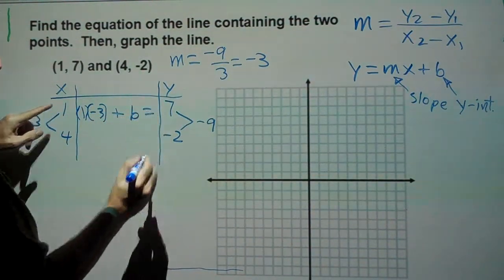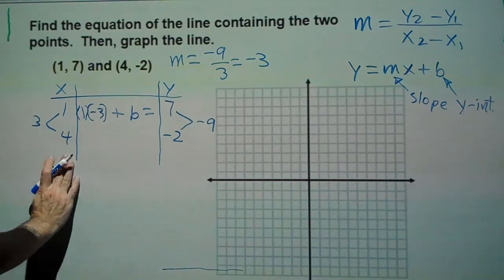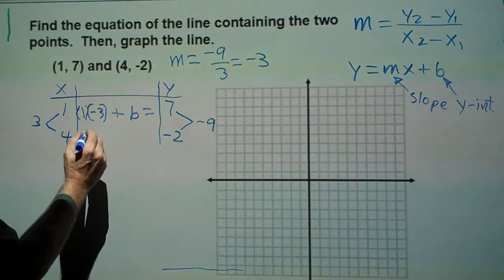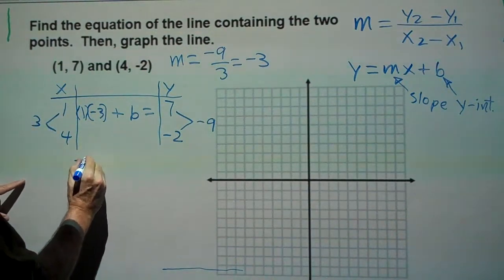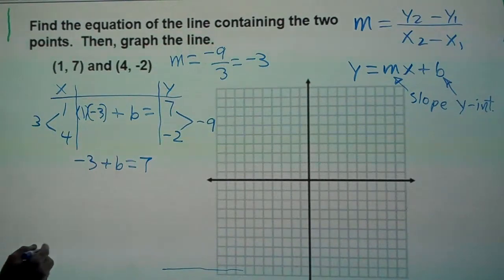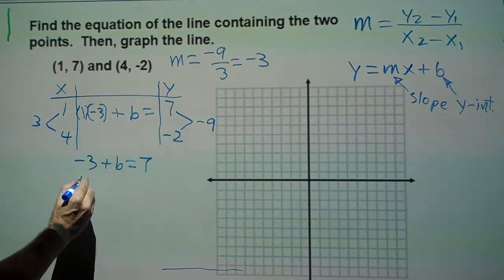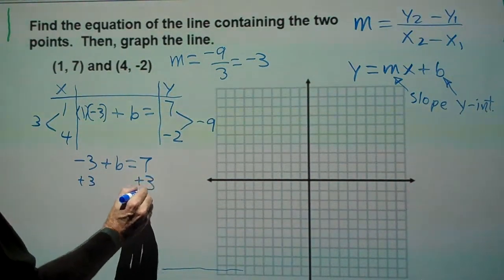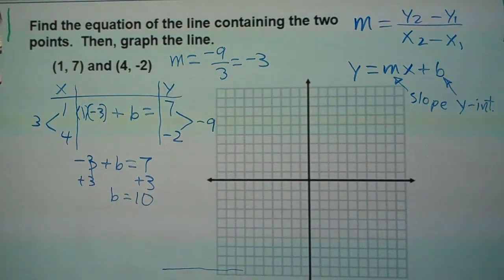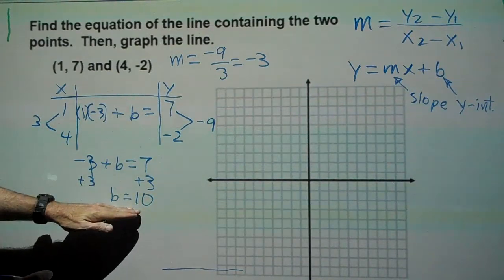And b we do not know yet, but we have an equation that we can use to solve for b. Writing this equation, we have 1 times -3, we have -3 plus b is equal to 7. And solving for b, if we add 3 to both sides of the equation, we have b equals 7 plus 3, which is 10.